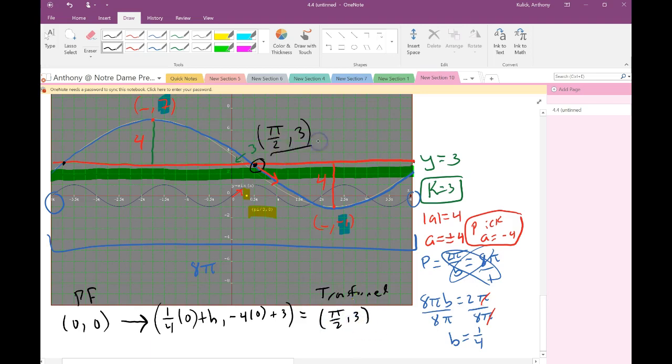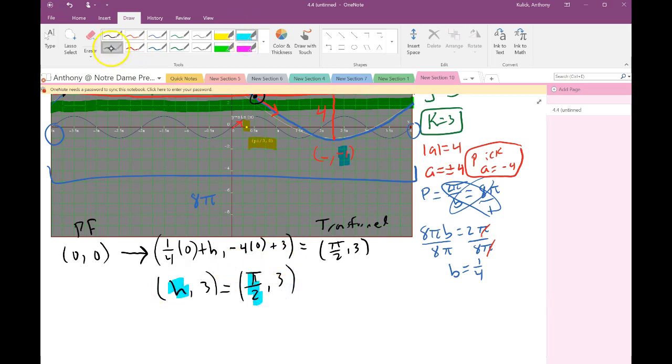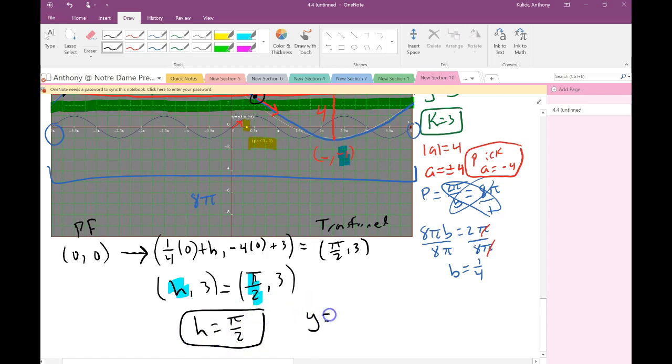Again, this point here. So if I simplify things down, 1/4 times 0 is 0, and then plus h is just h. Negative 4 times 0 is 0, plus 3 is 3. And this has to equal pi over 2, 3. And since the x coordinates have to be equal, I know that h is pi over 2. So I now have everything I need to write my final answer.